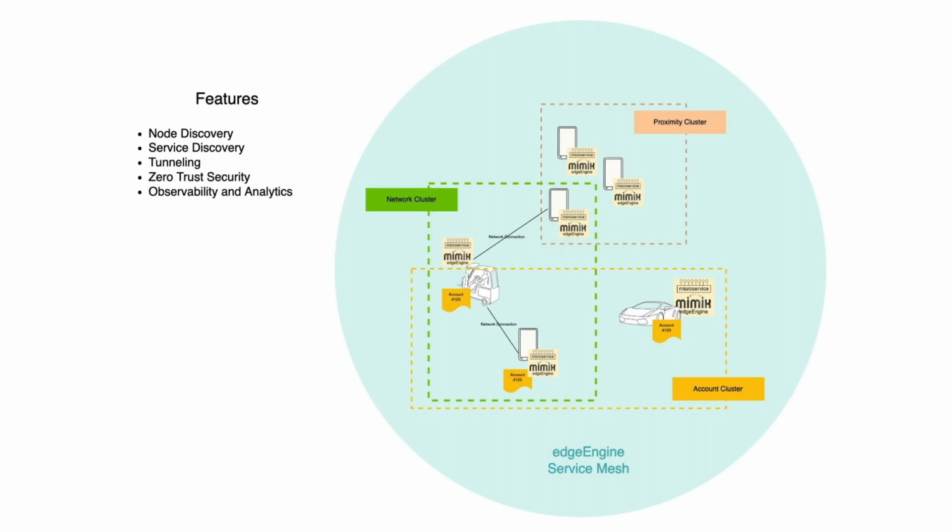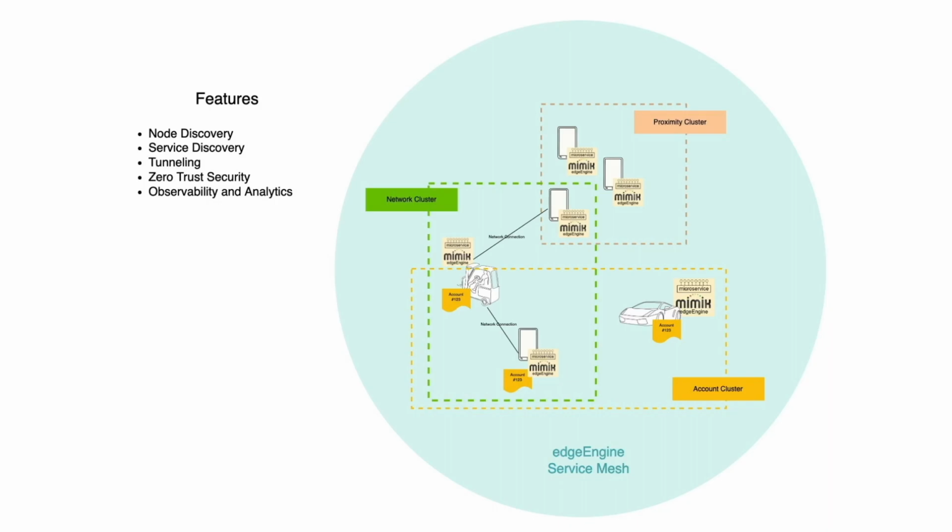So what are the features the edgeEngine network provides? It gives you node discovery. It gives you service discovery. It gives you secure tunneling and zero trust security. Also, the edgeEngine service mesh and networking capabilities provide observability and analytics. So there you go. That's what edgeEngine is about.